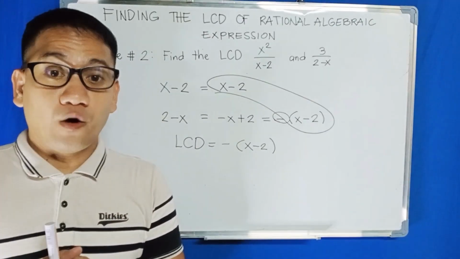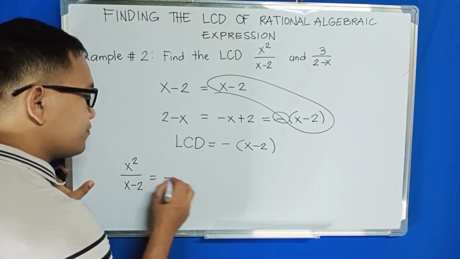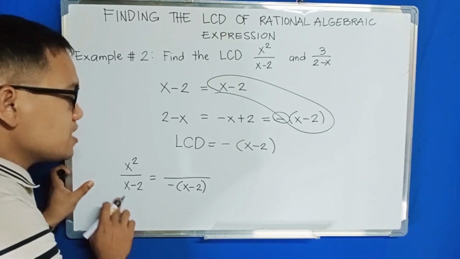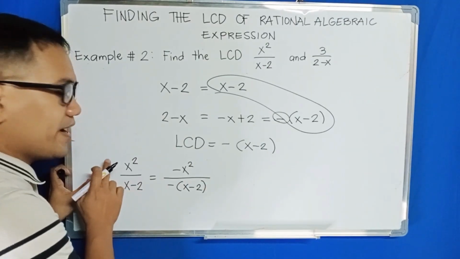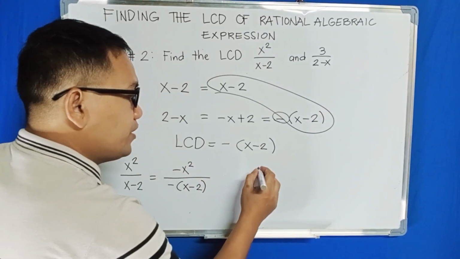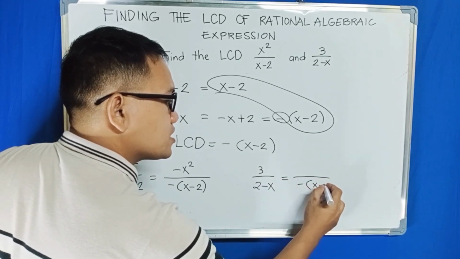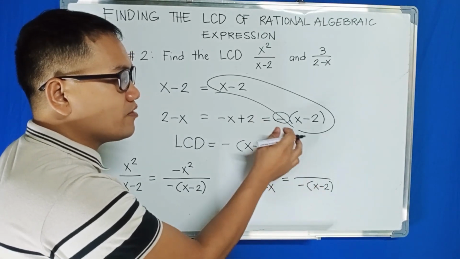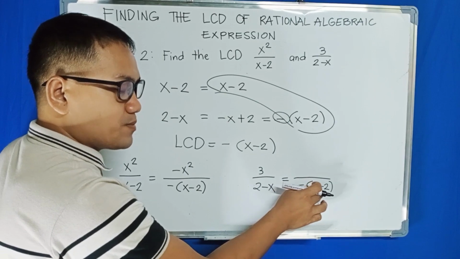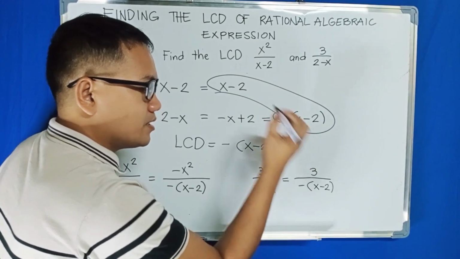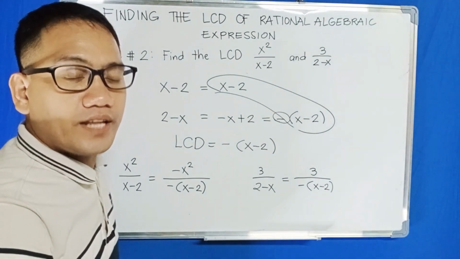And to write the equivalent RAE of our given example, for x squared over x minus 2, we will have negative quantity x minus 2 divided by x minus 2, which is negative 1. Times x squared, we have negative x squared. So this is considered as the equivalent RAE of x squared over x minus 2. While for 3 over 2 minus x, we will also have the common denominator negative quantity x minus 2. Since negative quantity x minus 2 is the result when we factor out our original expression 2 minus x, we can consider that 2 minus x is equal to negative quantity x minus 2. So our numerator will be the same, and that is 3. In this case, we can add or subtract these two RAE because they already have their common denominator.